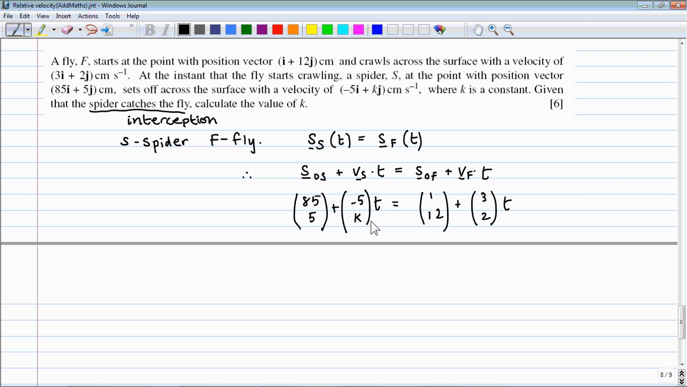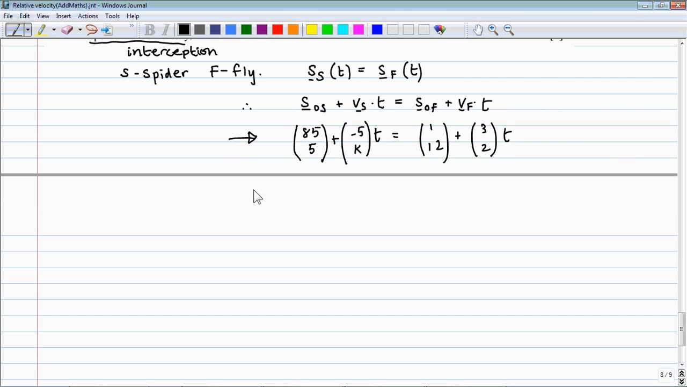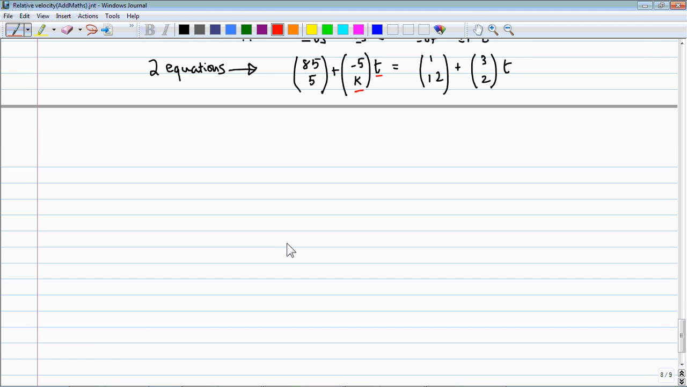So how many equations is this? Yeah, it's a recurring theme, isn't it? This is not one equation, it's two equations, because both the i components must be equal and the j components must be equal. So two equations is okay because we have two unknowns, k and t. We just simply find them both.